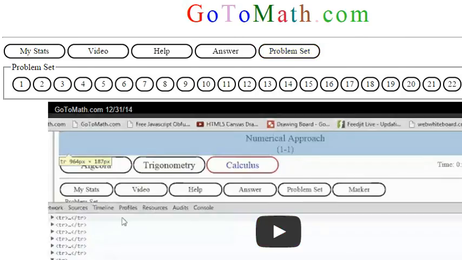Alright, wherever we go to math.com, that was 5.1. God knows what 5.2 looks like. We're going to find out.